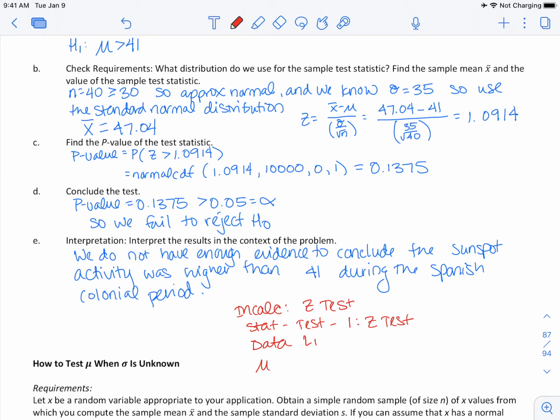And then our mu 0, we'd say is 41. Our sigma is 35. We have our list is that L1, and we're going to choose that our mu is greater than our mu 0 when we calculate the test. And then you'll see you end up with the same p-value, same z-test statistic, and so we'll come out with the same conclusion.